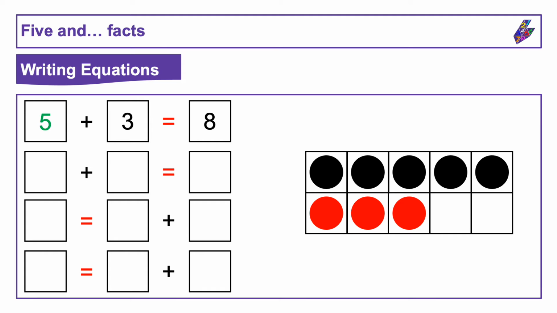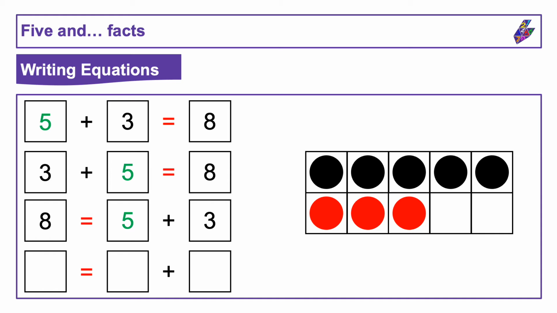You might have thought of 5 plus 3 equals 8, seeing the 5 black dots on the top and the 3 red dots on the bottom, and therefore 8 dots altogether. You might have thought of 3 plus 5 equals 8, seeing the 3 red dots on the bottom, the 5 black dots on the top, and therefore 8 dots altogether.